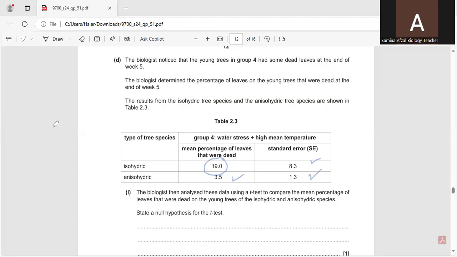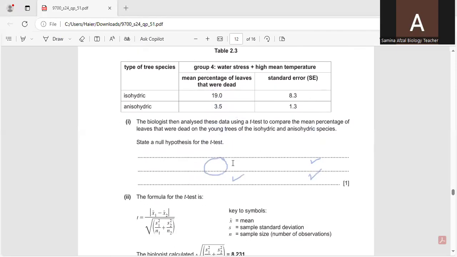The biologist then analyzed the data using a t-test to compare the values. You know, students, the t-test is used to compare the values. So for the t-test on the mean percentage of the leaves that were dead on the young trees of the isohydric and anisohydric species, state a null hypothesis for this.